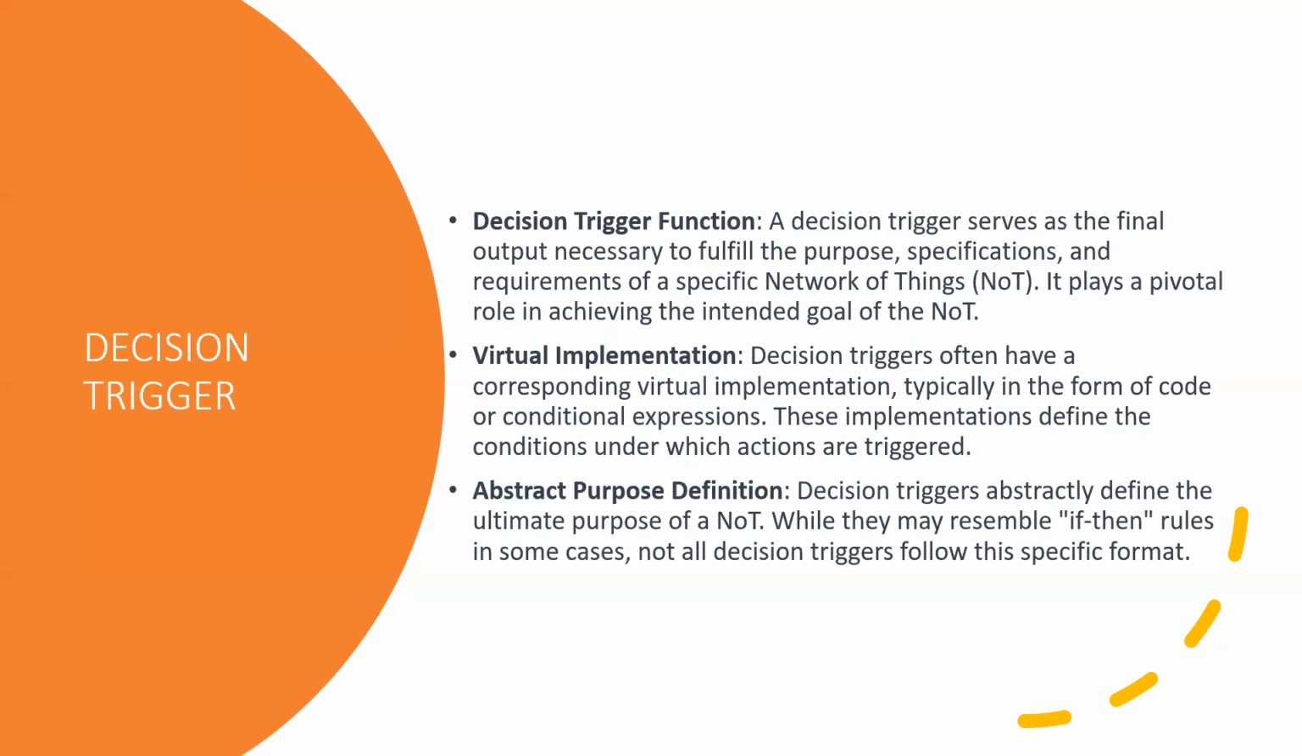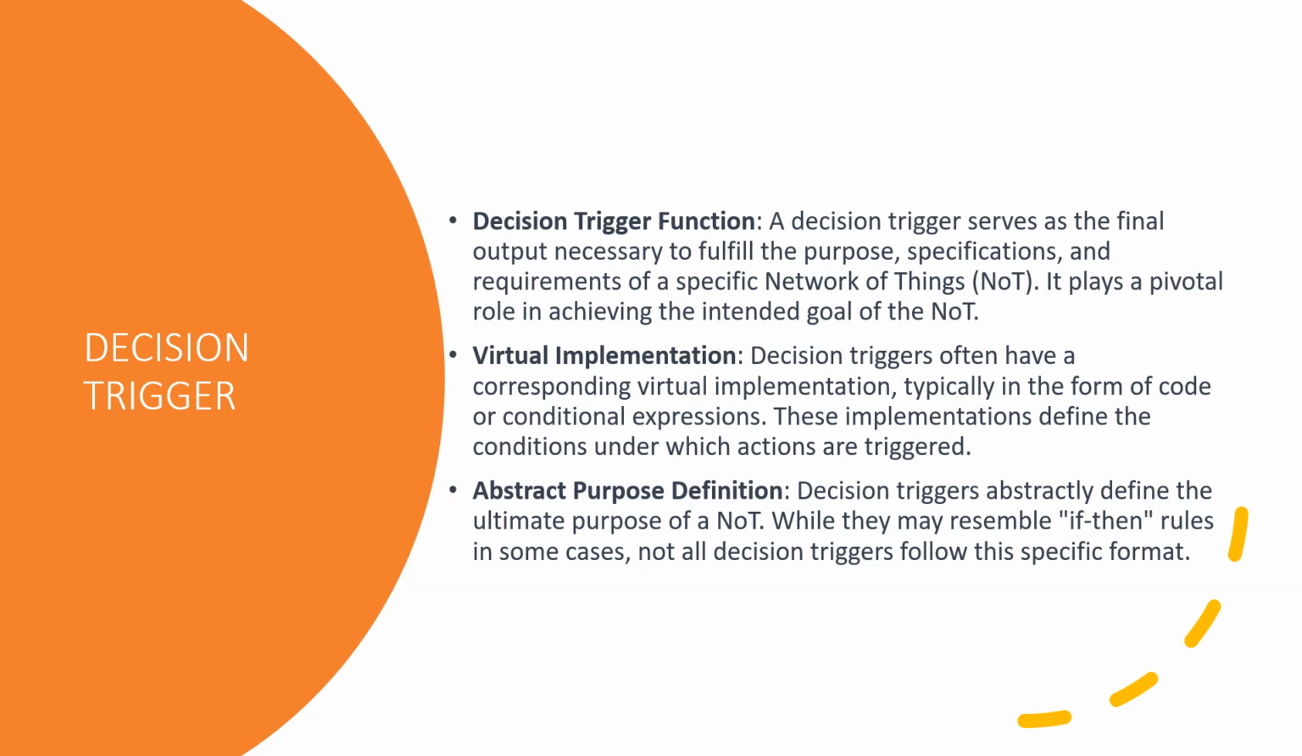Come to the decision trigger. What is the decision trigger function and how is it implemented? A decision trigger serves as the final output necessary to fulfill the purpose, specifications, and requirements of a specific network of things. IoT is Internet of Things. Now NoT is Network of Things. It plays a pivotal role in achieving the intended goal of the NoT, that is Network of Things.